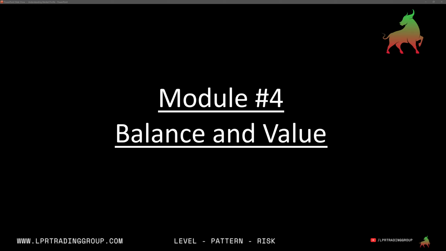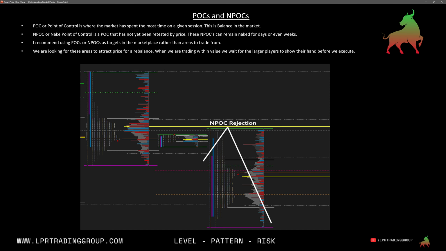It's Dave again. I've got module 4 here for you on the market profile and understanding little course that we're putting together. We're going to be talking about balance and value here. We're going to be talking about POCs and NPOCs here. So a POC, or a point of control, is where the market has spent the most time on a given session. This is balance in the marketplace.